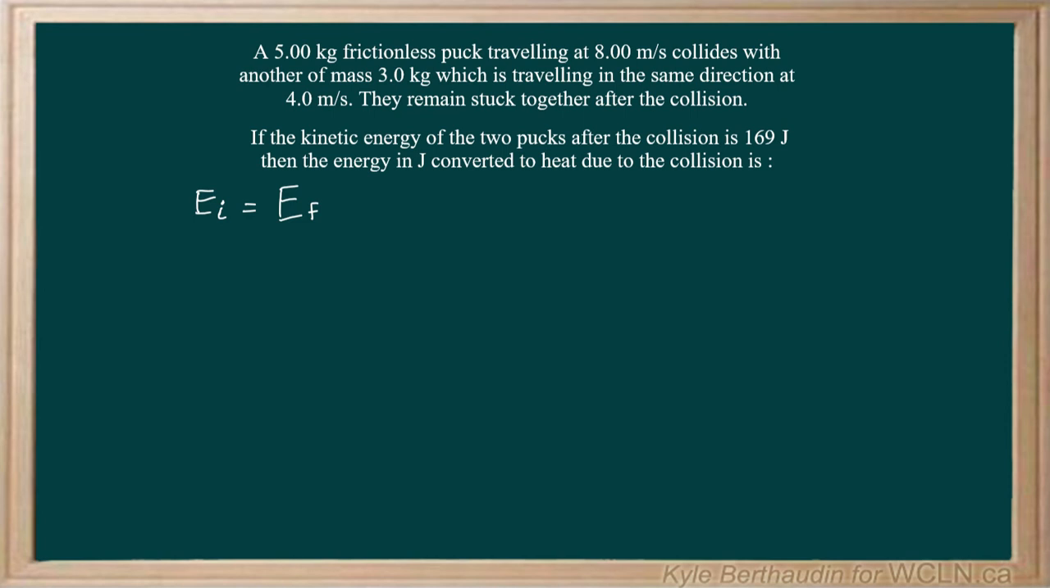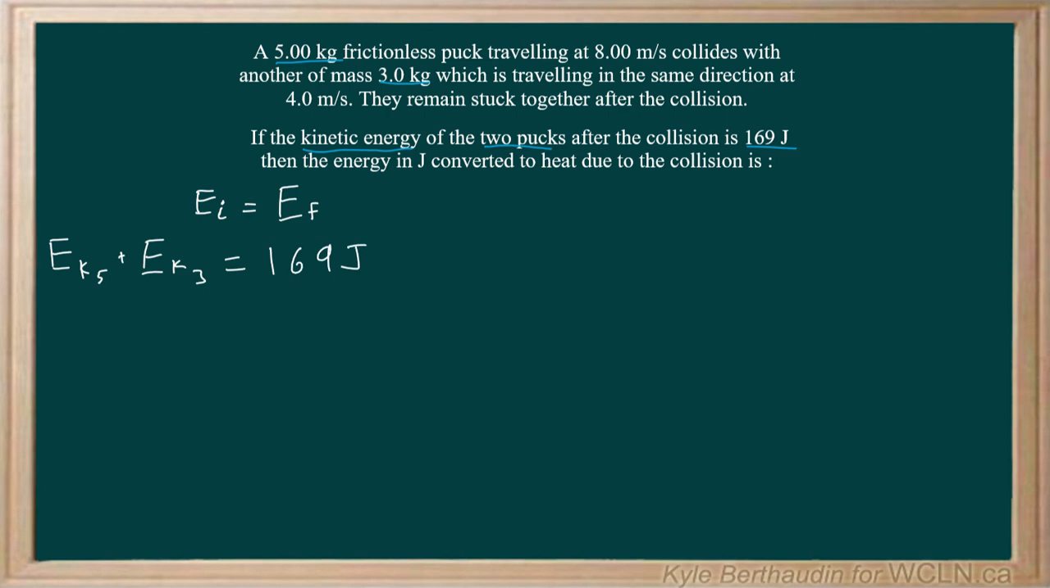Well, we know that there is some kinetic energy for the 5 kilogram mass. So it has some kinetic energy, and I'll put a 5 to indicate it's for the 5 kilogram mass. And we also know that the other mass, which is 3 kilograms, also is moving and therefore has kinetic energy. So that's all the energy in the system before. And then afterwards, we know that the kinetic energy of the two pucks together is 169 joules. So there's that energy afterwards.